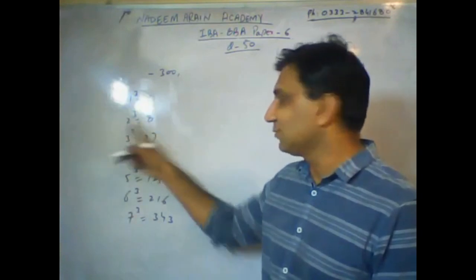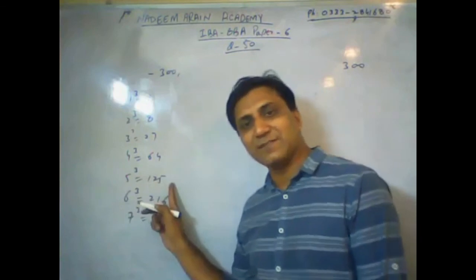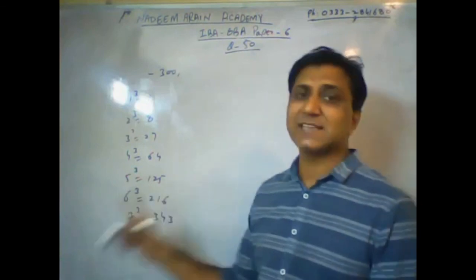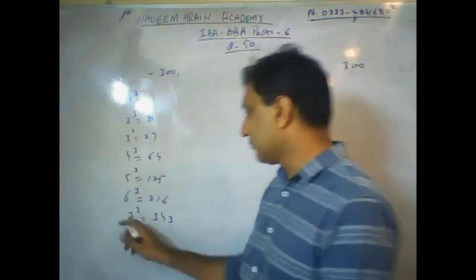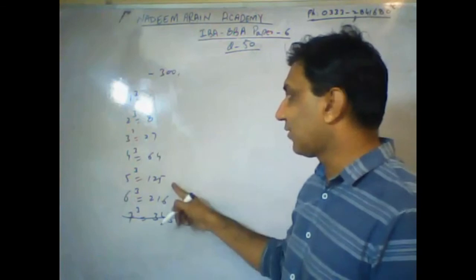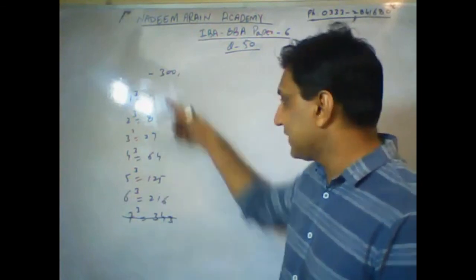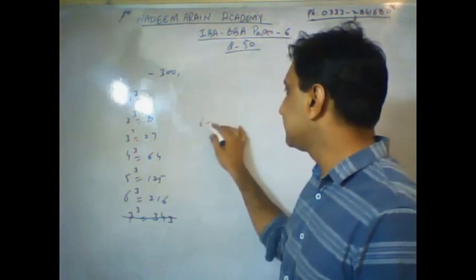1 cubed is 1, 2 cubed is 8, 3 cubed is 27, 4 cubed is 64, 5 cubed is 125, 6 cubed is 216, 7 cubed is 343. But 343 is more than 300, so we won't include it. These are positive values only. There can be as many negative values. So 1, 2, 3, 4, 5, 6: 6 positive values and 6 negative values.